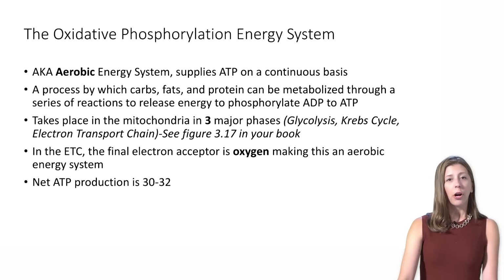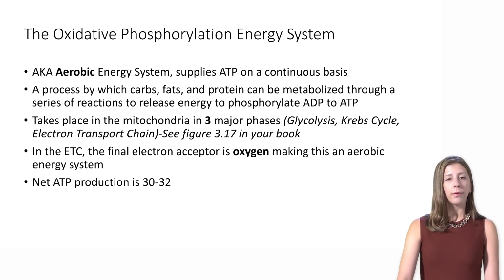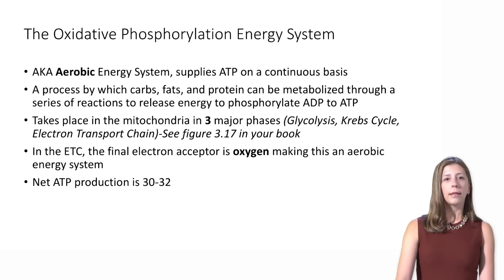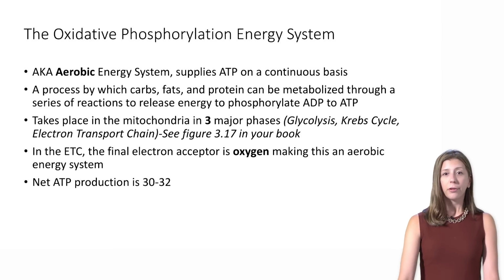It's a process by which carbs, fat, and protein can be metabolized through a series of reactions to release energy to phosphorylate ADP to ATP. So again, we can use these macronutrients, break those down for energy, and that takes place via this system. It takes place in the mitochondria in 3 major phases. When I say mitochondria, that's the energy part of the cell.